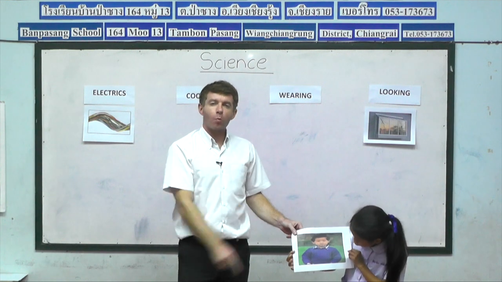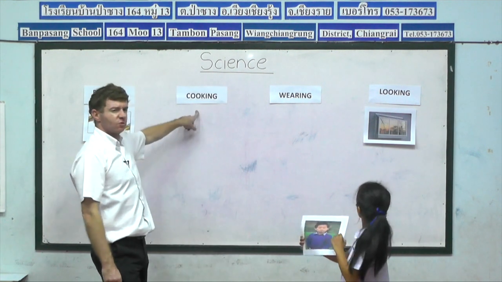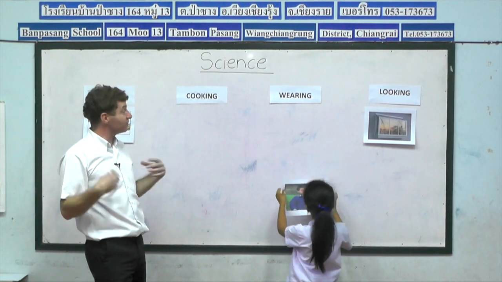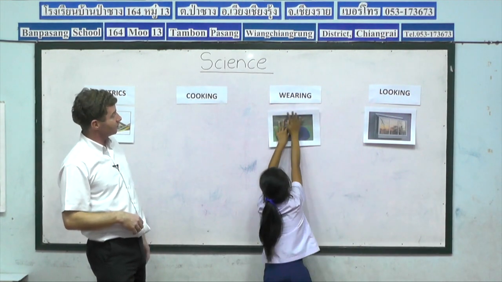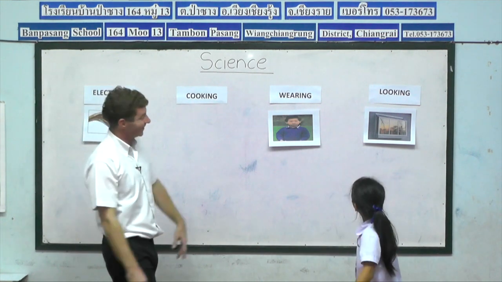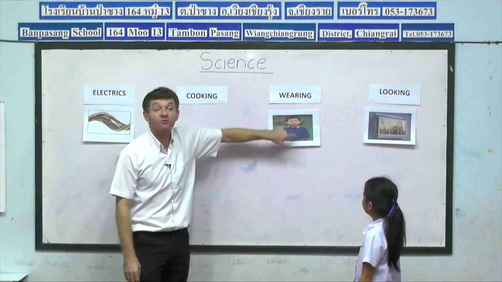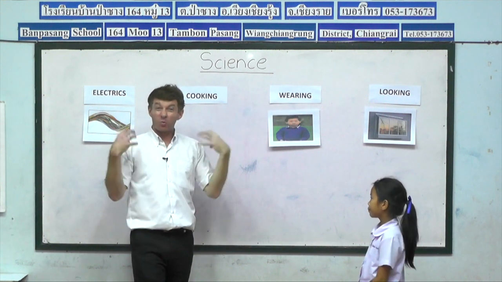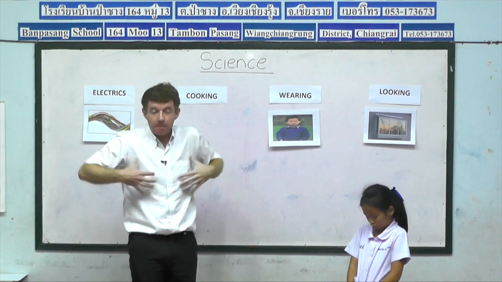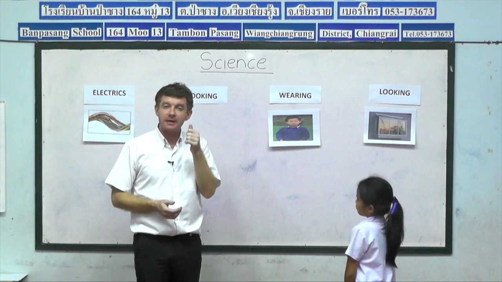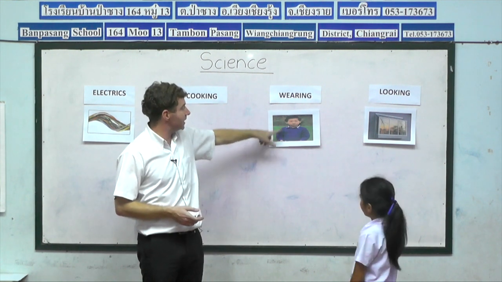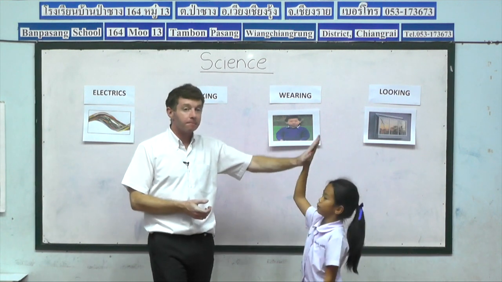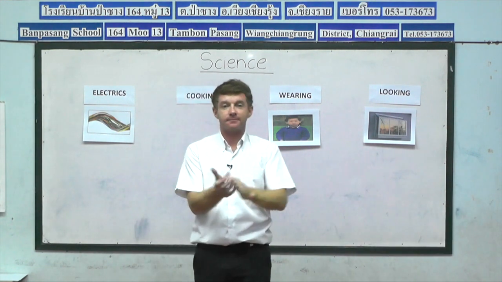Now, what's the use of a wool jumper? Do we cook with a wool jumper? Wearing. It's a type of material for clothes. Well done, Preo. Reach as high as you can. So we can say wool jumper, wearing. Because wool is a good material to keep our body heat in, especially in cold weather. Wool is very good for wearing. Preo, that was excellent. High five. Big round of applause for Preo, please, guys.